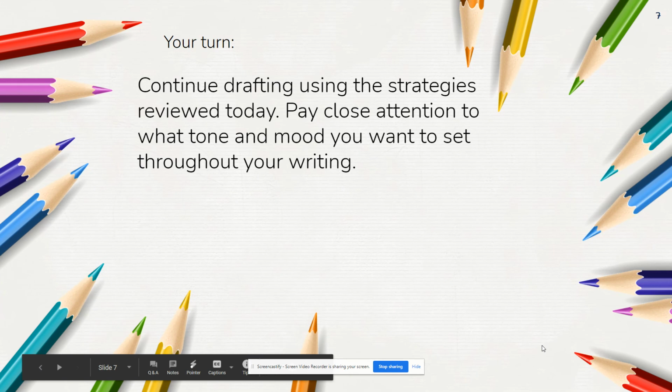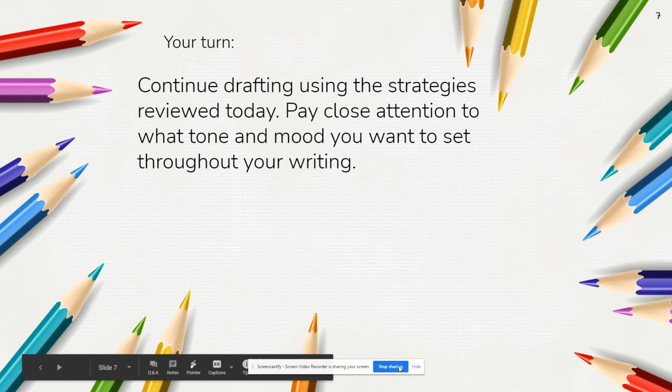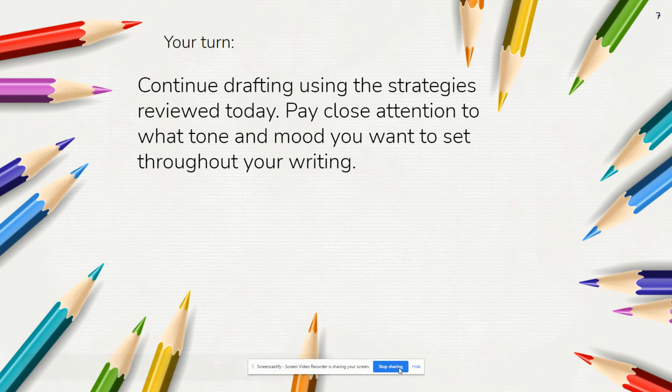Now it's your turn. Continue drafting and developing your editorial using the strategies reviewed today. Pay close attention to what tone and mood you want to set throughout your writing. Use the mentor text linked within the framework and Google Classroom to help you for examples of tone. Whenever you're finished, you will upload a copy to your teacher through Google Classroom.